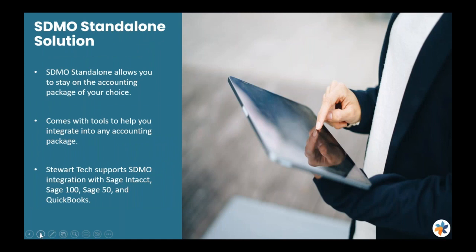All right, so what does SDMO mean for standalone? If you really have an accounting package, QuickBooks, Sage 50, Sage 100, all solid accounting packages, but in some cases they've got an older, outdated model. They don't offer a lot of opportunities of web API. They're not always the easiest to integrate. And so SDMO really allows for that capability.